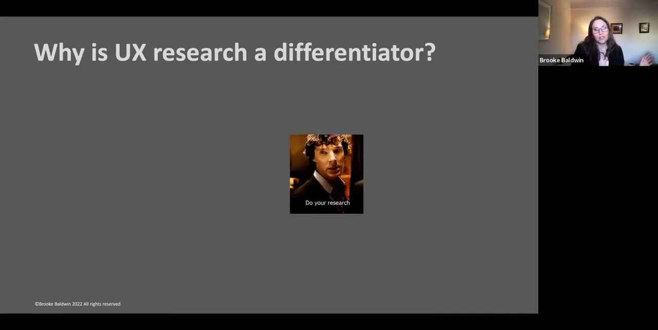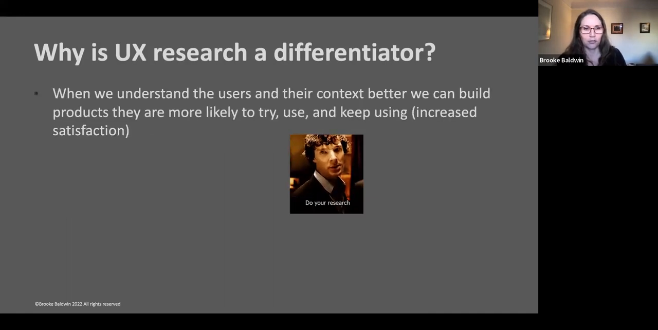Okay. So why is UX research a differentiator? Here we have Sherlock Holmes telling us that we need to do our research. The way I think about this is if we can understand users and their context, how they're using something, when they're using something, what the environment is like that they're using this product in. If we can really understand that better and build products to support whatever context or environment they're in, they're much more likely to try something, to use it, and to keep using it. As we do more research on a product and fine tune it more, people are more inclined to keep using it, which is often what we want. We usually don't want people to use something one time and then be gone.